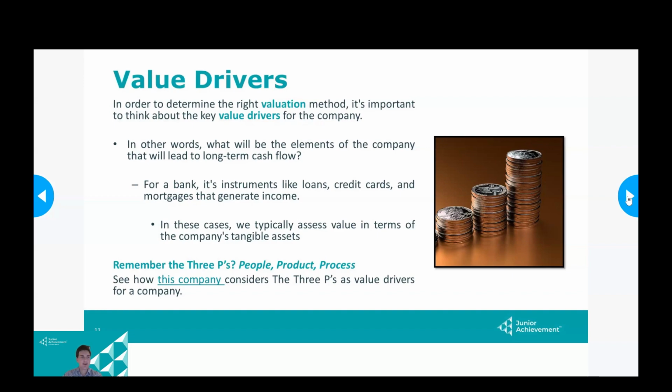Same thing for product, right? If a product is not really desirable and it's not in high demand, that's something you have to understand to see if this company is really going to keep its cash flow going in the future.